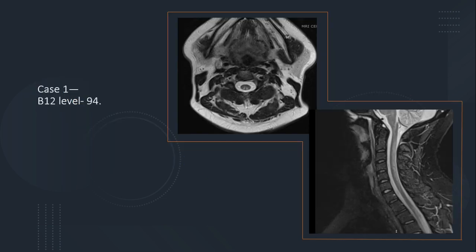So talking about this particular scan from the first patient, as you can see, you do notice this enhancement, I'll say hyperintensity of the dorsal column. And you do see changes on the axial as well as on the sagittal scan of the cervical spine.